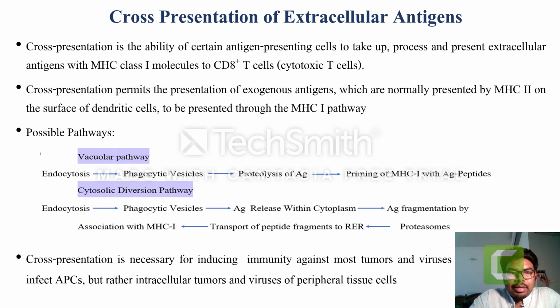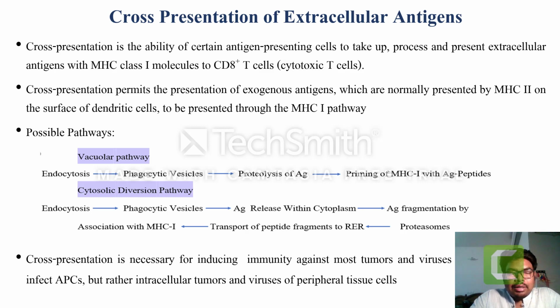Cytosolic diversion pathway. In this, the exogenous antigens are internalized within the endocytic vesicles. They are processed and fragmented. The peptide fragments so generated leave the endosome and enter into the cytoplasm, wherein they are processed by proteasomes and are transported to rough endoplasmic reticulum and get associated with class 1 MHC molecules being assembled within the lumen of rough endoplasmic reticulum, and finally they are directed towards trans-Golgi network to reach the cell membrane, right?